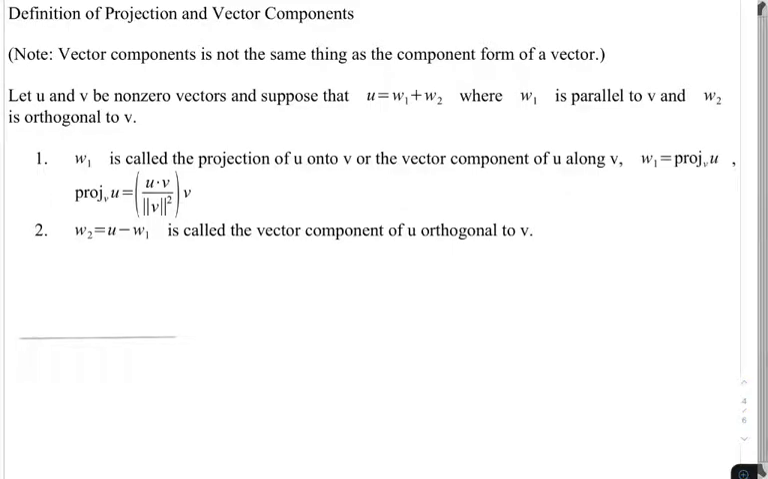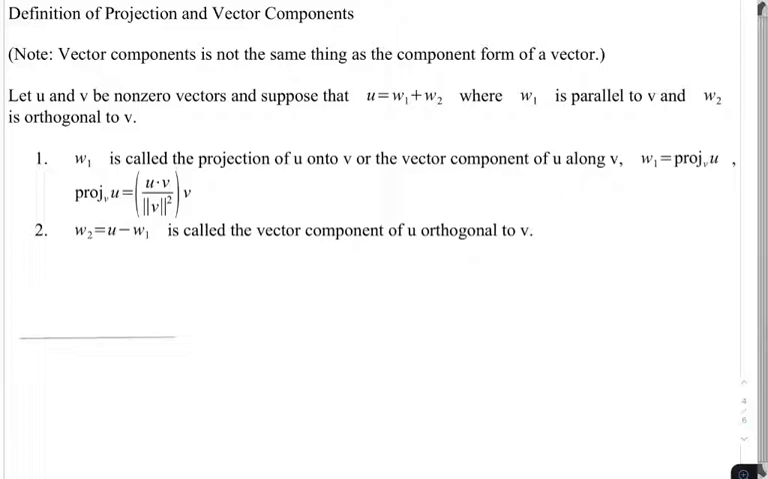Okay, this is the second video on section 2.3. We're going to be looking at the definition of projection and vector components. Note, vector components is not the same thing as the component form of a vector. So these are different. With vector components, we're talking about an orthogonal component and then a component along another vector, separate from the vector that we're talking about.